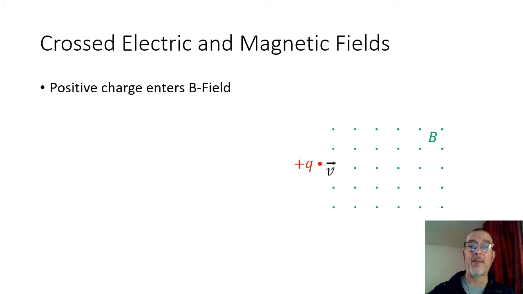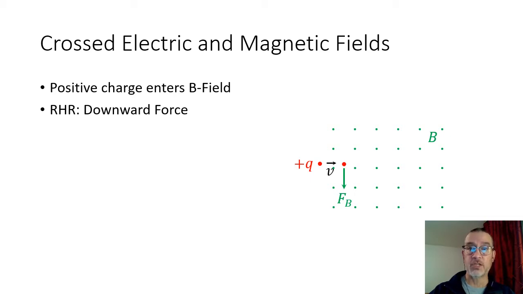Now let's look at crossed electric and magnetic fields. What happens when we have a charge that could be subject to both? So we'll start with a positive charge entering the region of a constant external magnetic field. So we've set up some magnetic field B, and we're going to have a charge flying in at a velocity moving to the right.